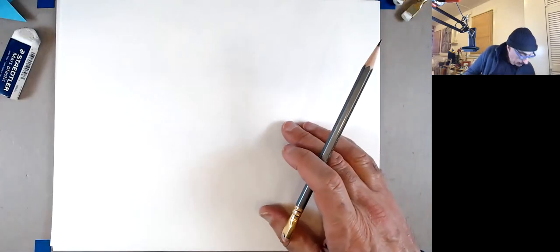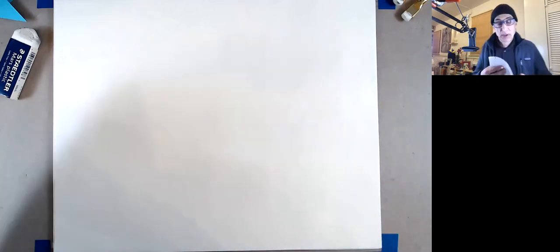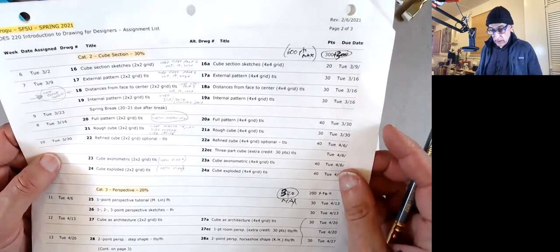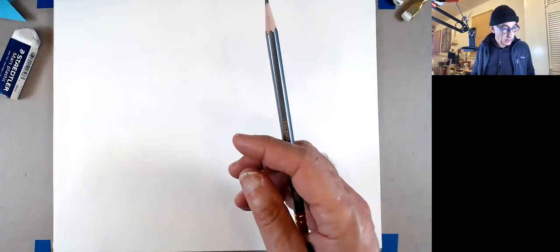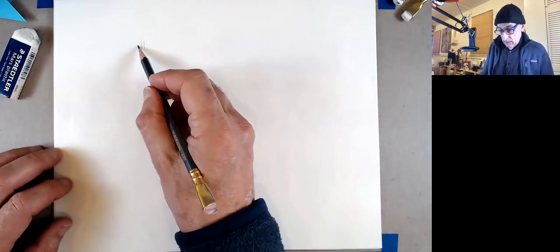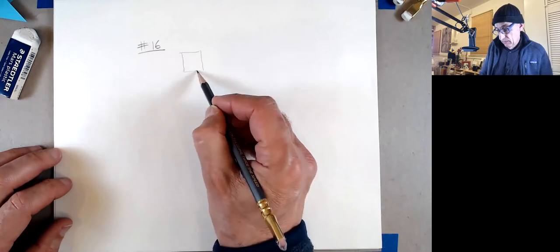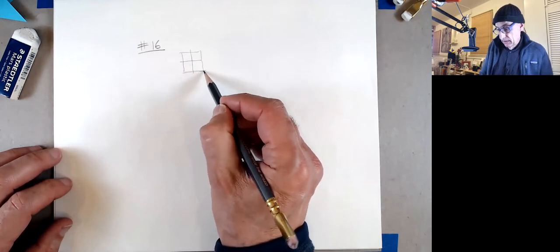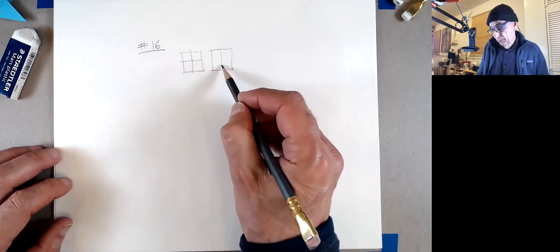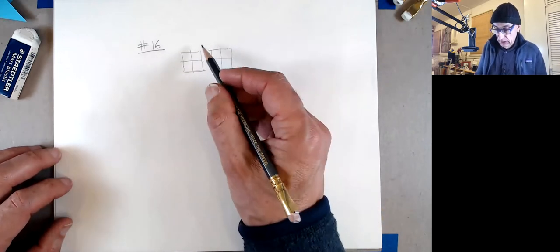Okay, so the first assignment, and I'm going to use this semester's numbers so that it's a little more clear, this would be number 16, the very first exercise. And that will be simply doing some sketches of what your section might be, okay? I'll have a printout of these so you can draw directly on that, but you could also sketch them by hand.